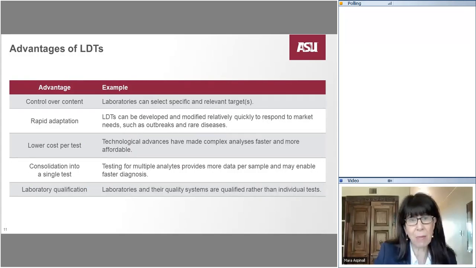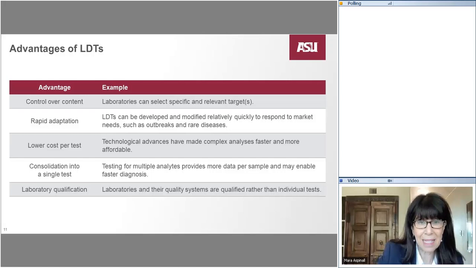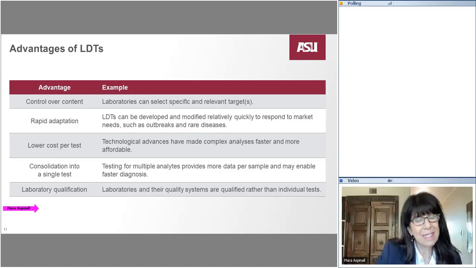Secondly, as I've talked about, they can be developed quickly, yes, but I think it's almost more important to say they can be modified relatively quickly. We'll talk about what it takes to modify them, but that is possible. So you can respond to market needs like a pandemic or in rare diseases. Third, this is interesting, lowered cost per test. I believe that is the case most of the time. I want to emphasize that some highly complex LDTs may be more expensive than a very simple IVD. So you can't generalize this about every LDT as a lower cost per test.